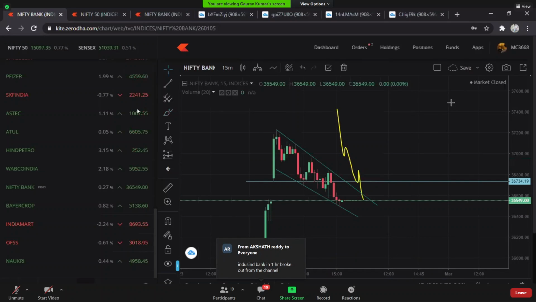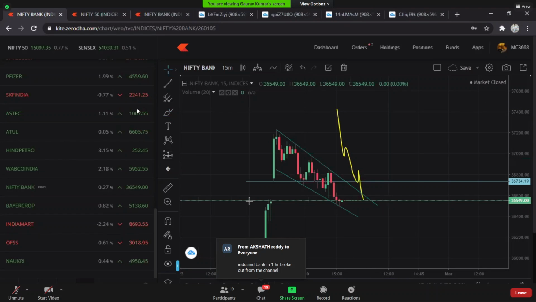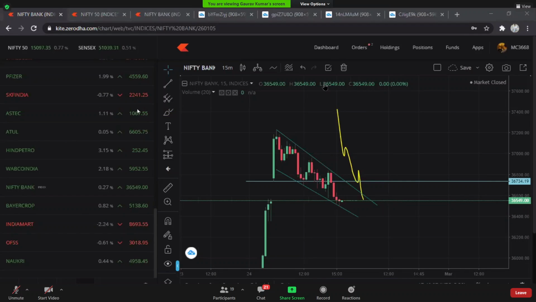Sir, I want to ask, will a descending triangle always give a downside breakout? Descending triangle gives an upside break? Descending triangle, yes, will give a downside breakout always. Always means 90% of the times you will see a downside breakout. Very rarely. IndusInd Bank in 1 hour chart broke out from the channel. Yes, that was in a consolidation. It moves upside and then it gives a downside breakout. So it gave a fake move on the upside and then gave a downside breakout.